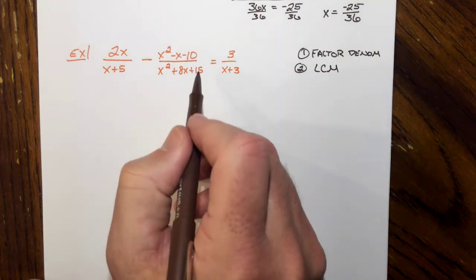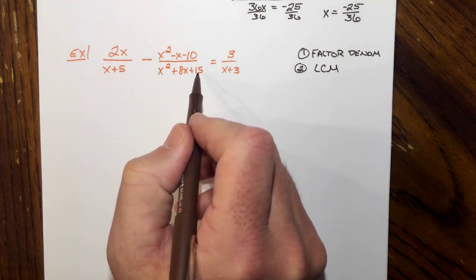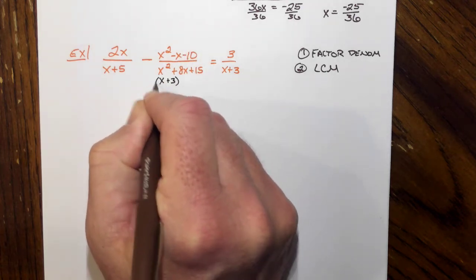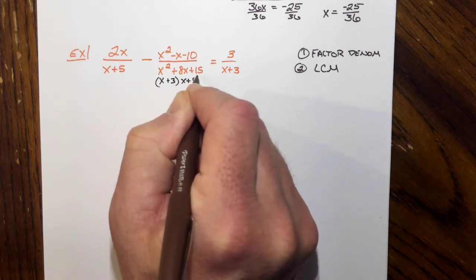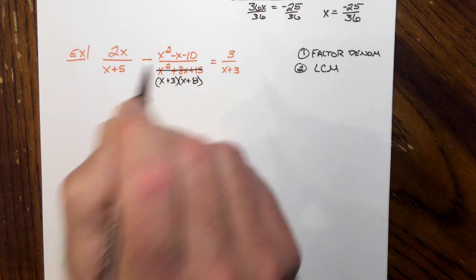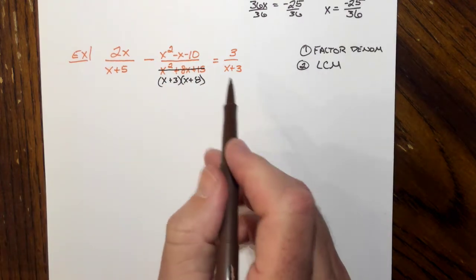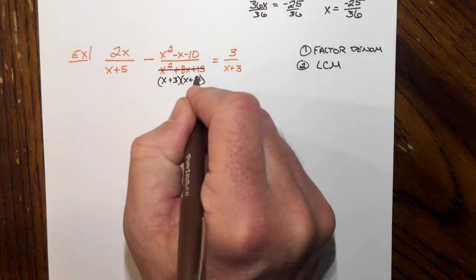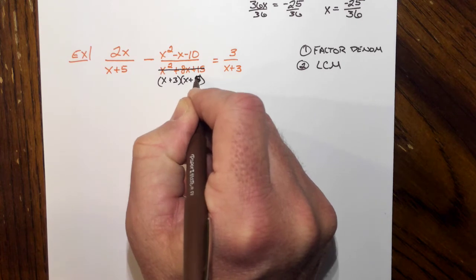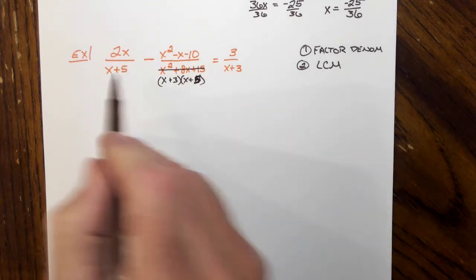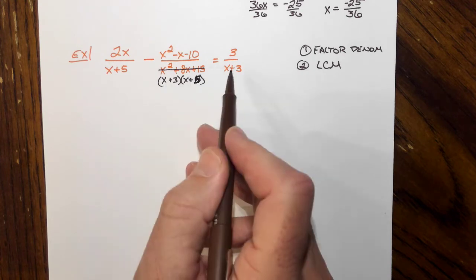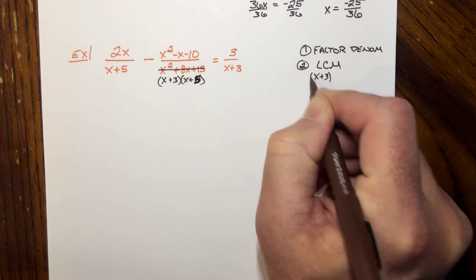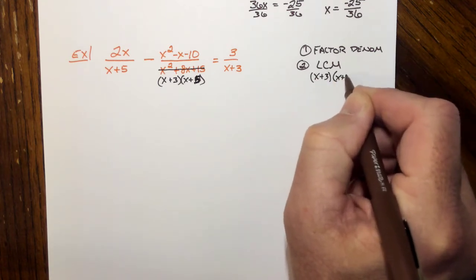Here, nothing to factor. Two factors of 15 that add up to 8. So that's going to give us x plus 3, x plus 5. I factored that, so I'm going to draw a line through it. And x plus 3. So we look at x plus 5, repeat, x plus 3, repeat. So what's our LCM going to be? x plus 3 times the quantity of x plus 5.